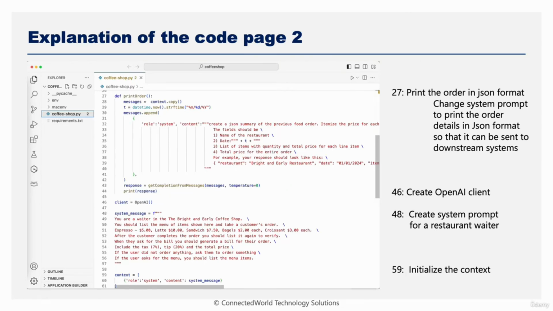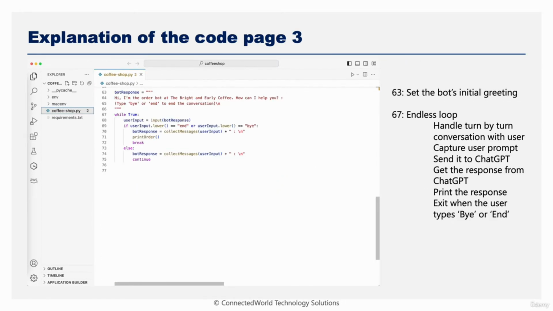In line 46, we create the OpenAI client. In line 48, we create the system prompt for a restaurant waiter. And in line 59, we initialize the context. Once the context is initialized, we go through an endless loop. First, we set the bot's initial greeting in line 63. And then within the endless loop in line 67, we handle the turn-by-turn conversation with the user. We capture the user prompt, we send it to ChatGPT, we get the response from ChatGPT, we print the response, and we exit when the user types bye or end.